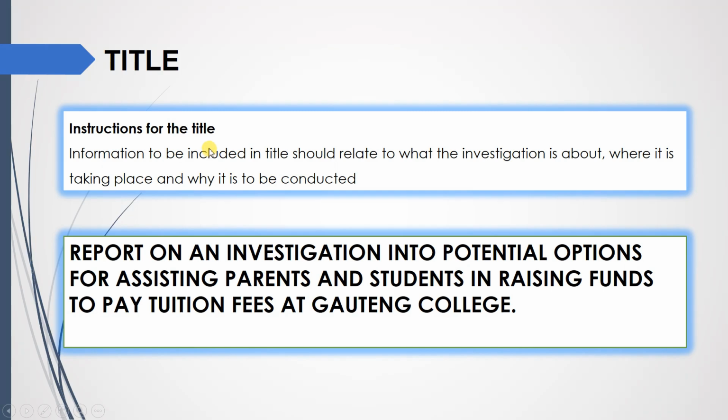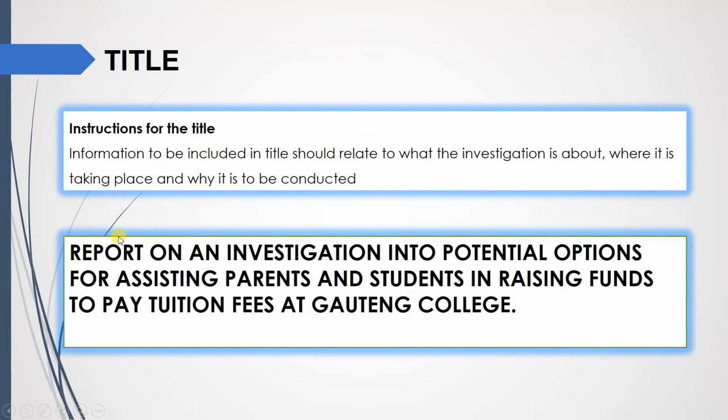So here is my advice to you. Remember, under each subheading, they provided us with details of what to include. Okay, so when you are writing your assignment, make sure that you keep on referring back to that information. For example, the instructions for the title, they said information to be included in the title should relate to what the investigation is about, where it is taking place, and why it is to be conducted. So when you write your title, make sure that it provides all these details here. So this is your checklist.